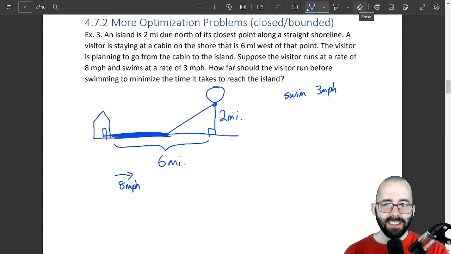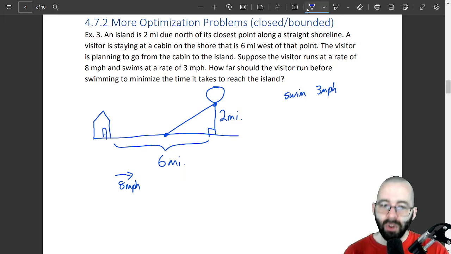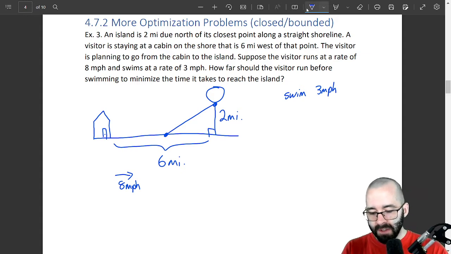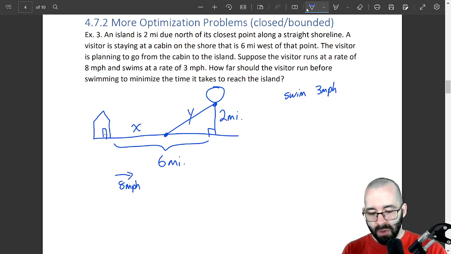And you could call this X. I have literally done this problem calling this X, but it's much messier. This is the natural thing to call X, right? This is the decision, what we're trying to decide: how far are we running? So X is how far we're running, and Y is how far we're swimming. And again, we can swim at 3 miles per hour. That's where we put that one.